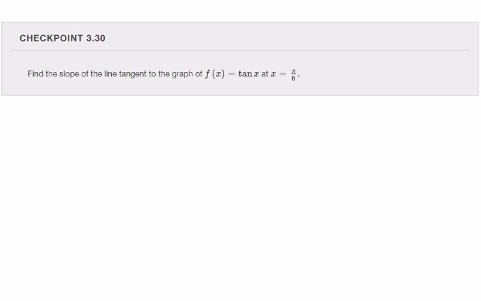So here's another one. We're trying to find the slope of the tangent line to the graph of this, right? So this time we're not even trying to find the equation of the tangent line, just the slope. So we're really just looking for f prime of a, right? So here's a. So we're trying to find, in this case, f prime at pi over 6. So first let's find f prime. So I'll let you fill that in.